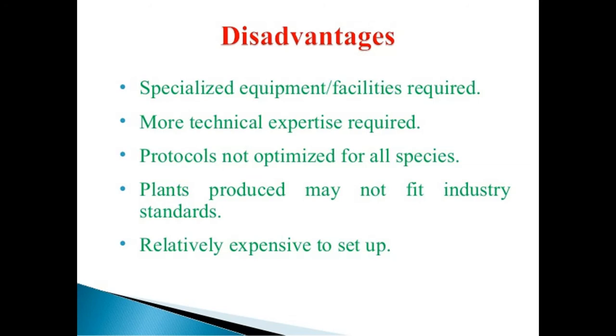So it needs specialized equipment. What we need is the specialized equipment or the facility required. Means we should have the technical expert. Any person can't do the micropropagation. We should have the person who knows how to do the propagation. Okay, then the protocol may not be optimized for all the species, and the plant produced may not fit the industry standard, and relatively it is expensive to set up at once. After that we can grow more propagation, or we can do more propagation in a single setup.